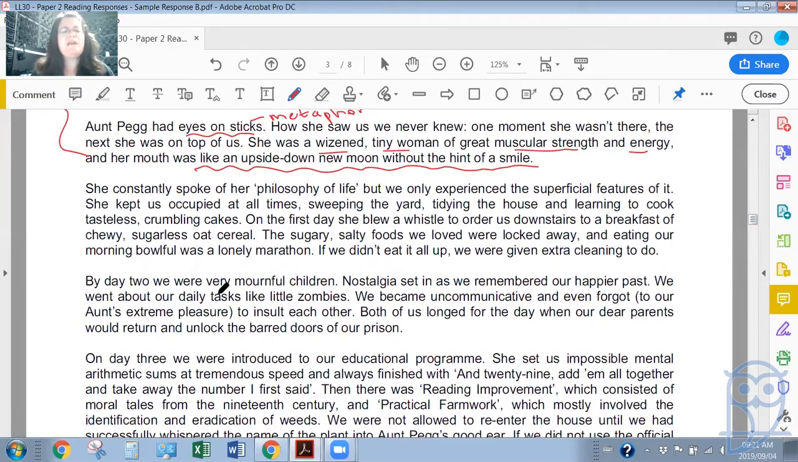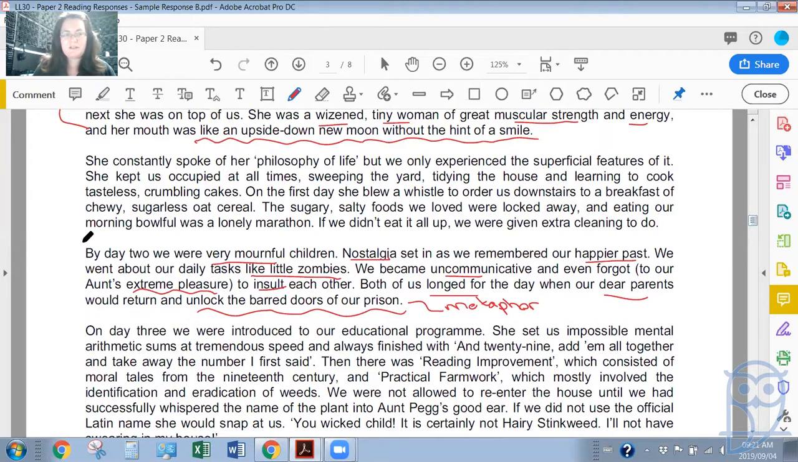By day 2, we were very mournful children. Nostalgia set in as we remembered our happier past. We went about our daily tasks like little zombies. We became uncommunicative and even forgot, to our aunt's extreme pleasure, to insult each other. Both of us longed for the day when our dear parents would return and unlock the barred doors of our prison. Yet another metaphor. So creating imagery through devices like this.